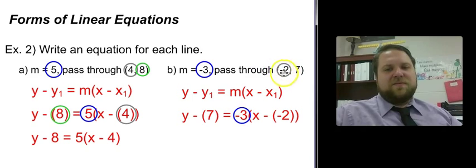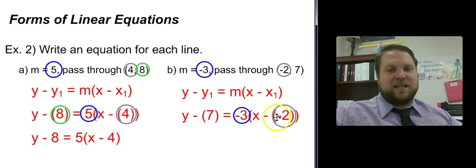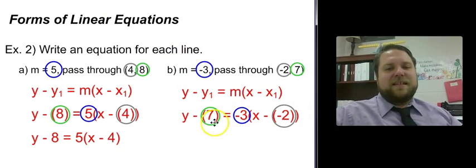The negative 2 from the x-coordinate is going to go right there. And notice I've put it in parentheses so that I can very clearly see that I have x minus negative 2. There's two negative signs there. And with the y, it was 7, and I've substituted in 7 right there. Now that I have this, let's clean it up a little.